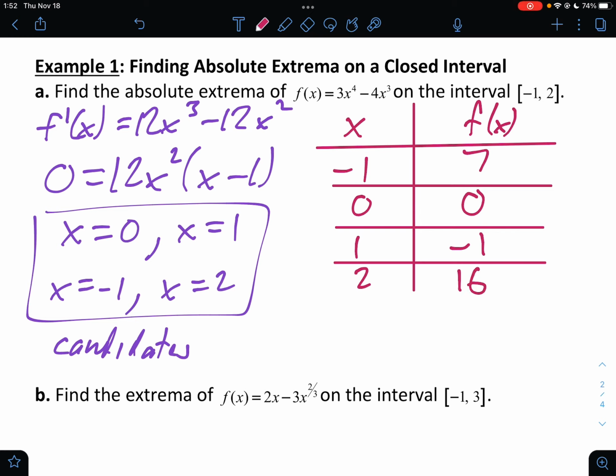or 16. Okay? So the candidates test says, on this interval, the absolute max and min must come from one of these 4 points. It can't come from any other points besides those 4, because those are our endpoints and our critical points. So our maximum is right here, and our minimum is right here. Okay? So the question says to find the absolute maximum and the absolute minimum.